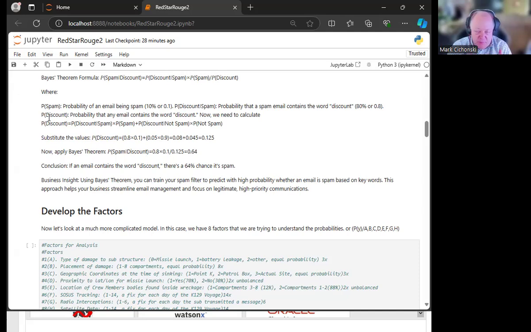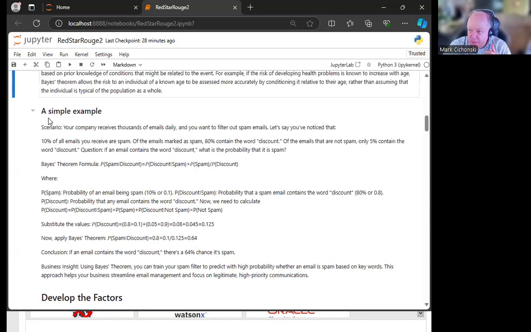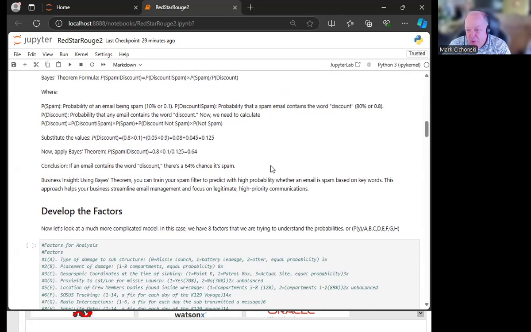And you could run this for multiple words and do this analysis. But in this particular case, again, we knew that there was an 80% chance. So you don't know the probability that if it has the word discount in it, it will actually be spam. And this is just one example.